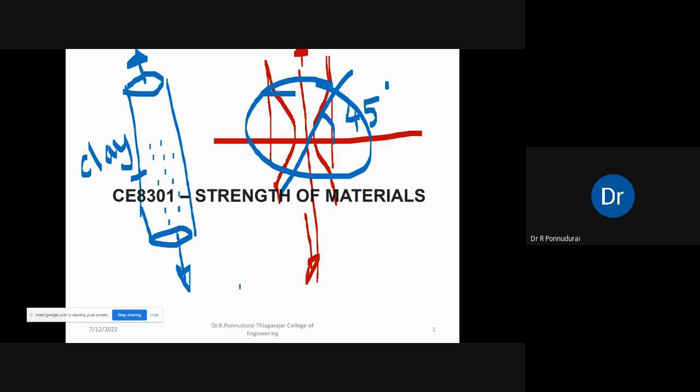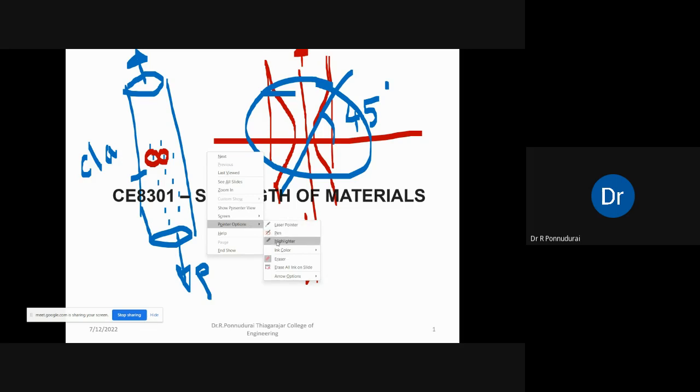So when I am applying a load, what happens? The clay surrounding the sand particle goes along with the load, but the sand particle doesn't cooperate with the clay. The sand particle remains there only. So there is a creation of void around the sand particle. There is a misunderstanding between the sand particle and the clay. Yes or no? Do you agree or not?